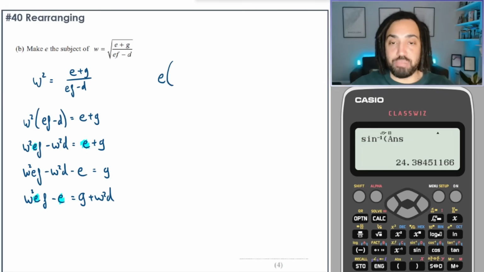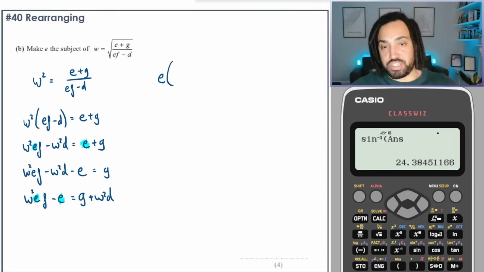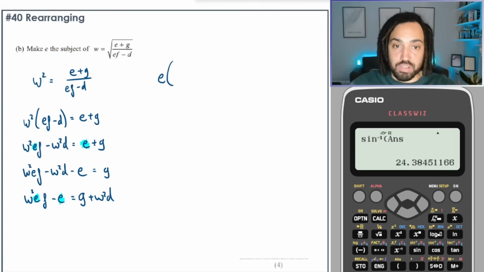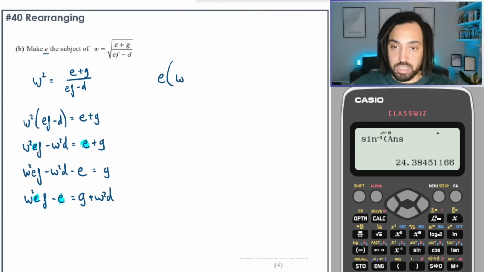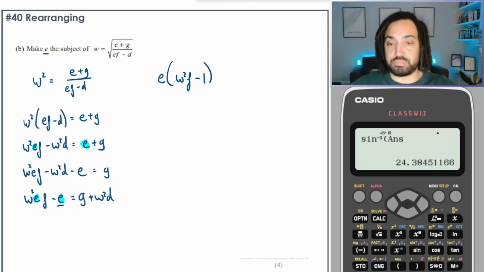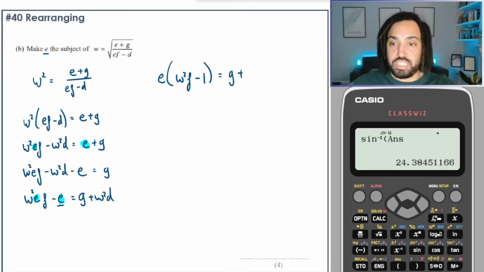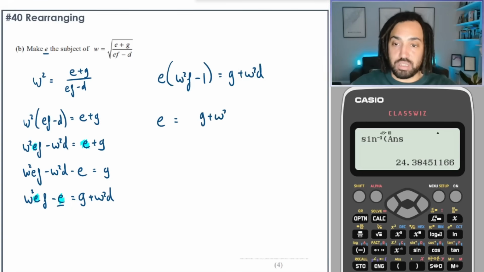which is the key part of rearranging when the variable we want to make the subject occurs twice. This gives me w squared f and then minus 1, because to take an e out of just e, you're left with 1. And that's g plus w squared d. And then we can divide by that factor, which gives you w squared f minus 1.